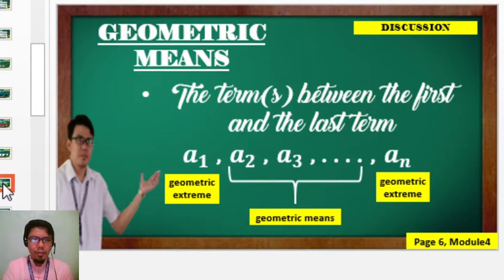Now let's have our lesson. Geometric means. By definition, geometric means are the terms between the first and the last term. So in the illustration, the first term is represented by a sub 1, and the last term is represented by a sub n. So all the terms between them are called geometric means. It can be one or more terms, while a sub 1 and a sub n, the first term and the last term, are called geometric extremes.